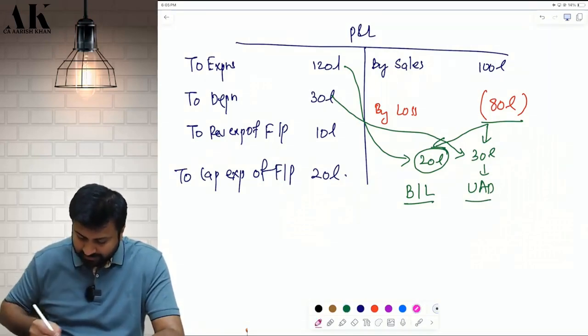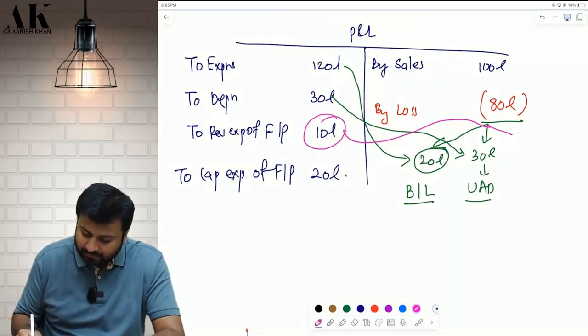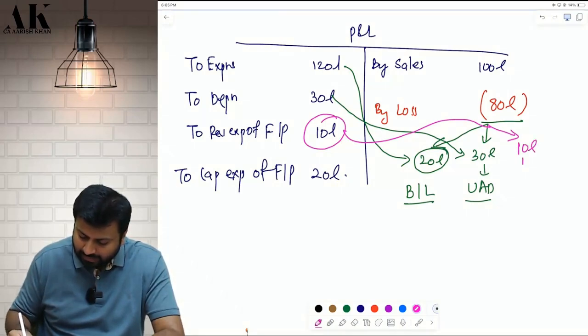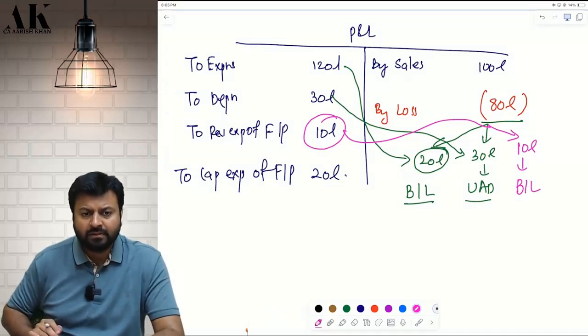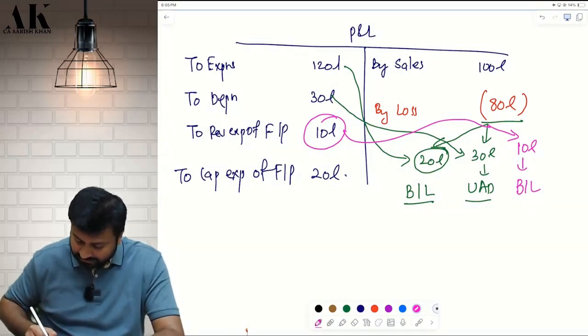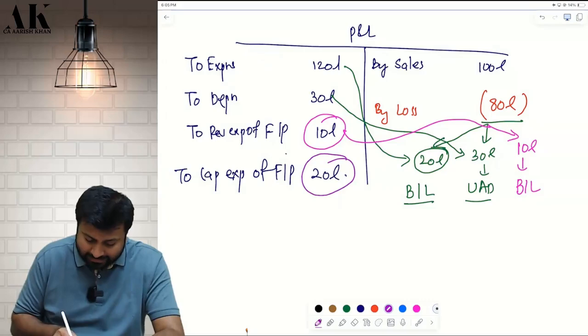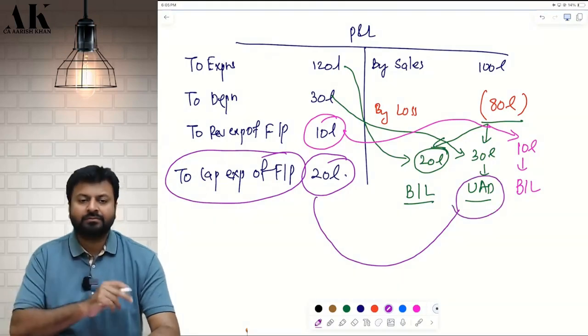Now let's talk about these two items, the family planning expenses. This 10 lakhs will be treated like a business loss only, because it's a revenue expense. Are you clear? But last but not least, this 20 lakhs, that is capital expenditure of family planning, will be treated like UAD.